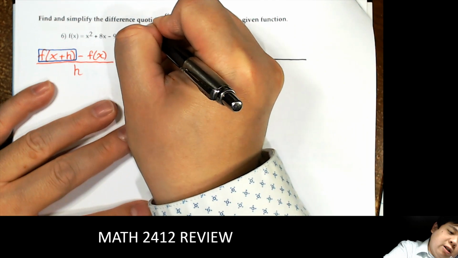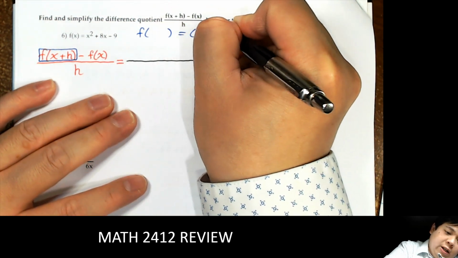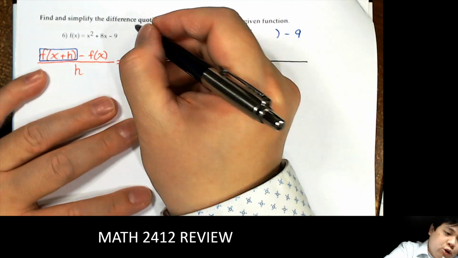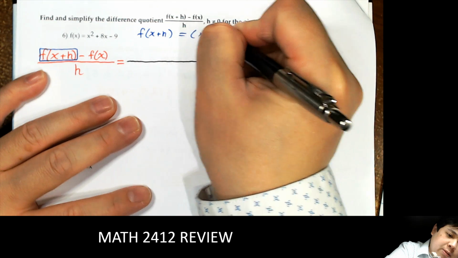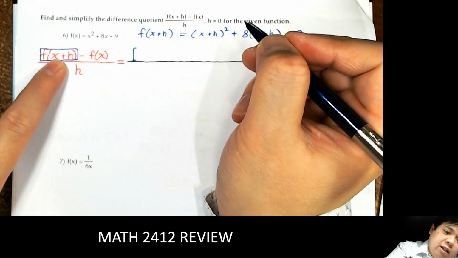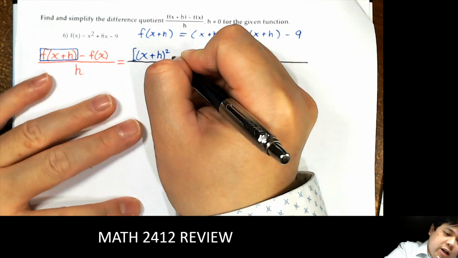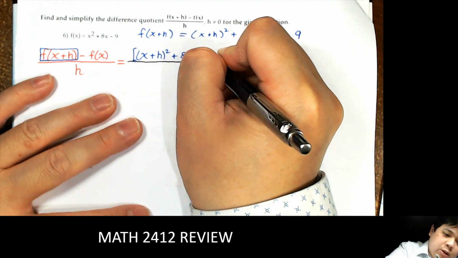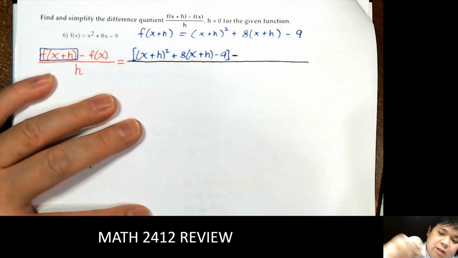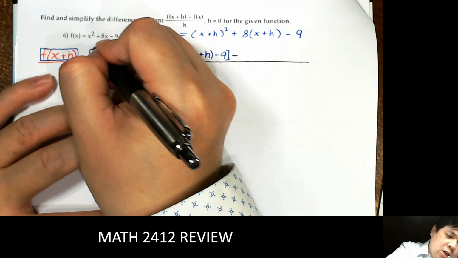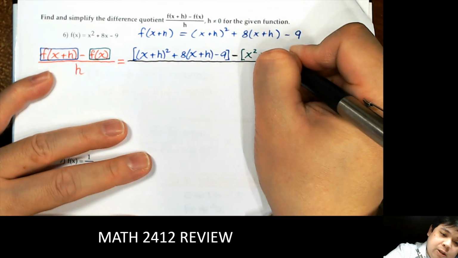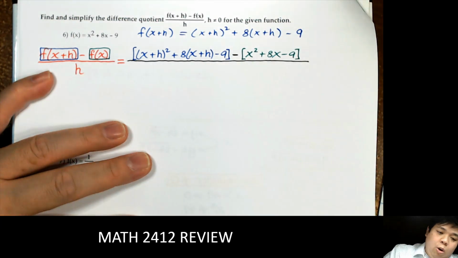So we start with a function. f is something squared plus 8 times that something minus 9. That something happens to be x plus h. So that is f of x plus h. So we'll write (x plus h) squared plus 8(x plus h) minus 9. Then subtract f of x, which is just the original function. All of that over h.